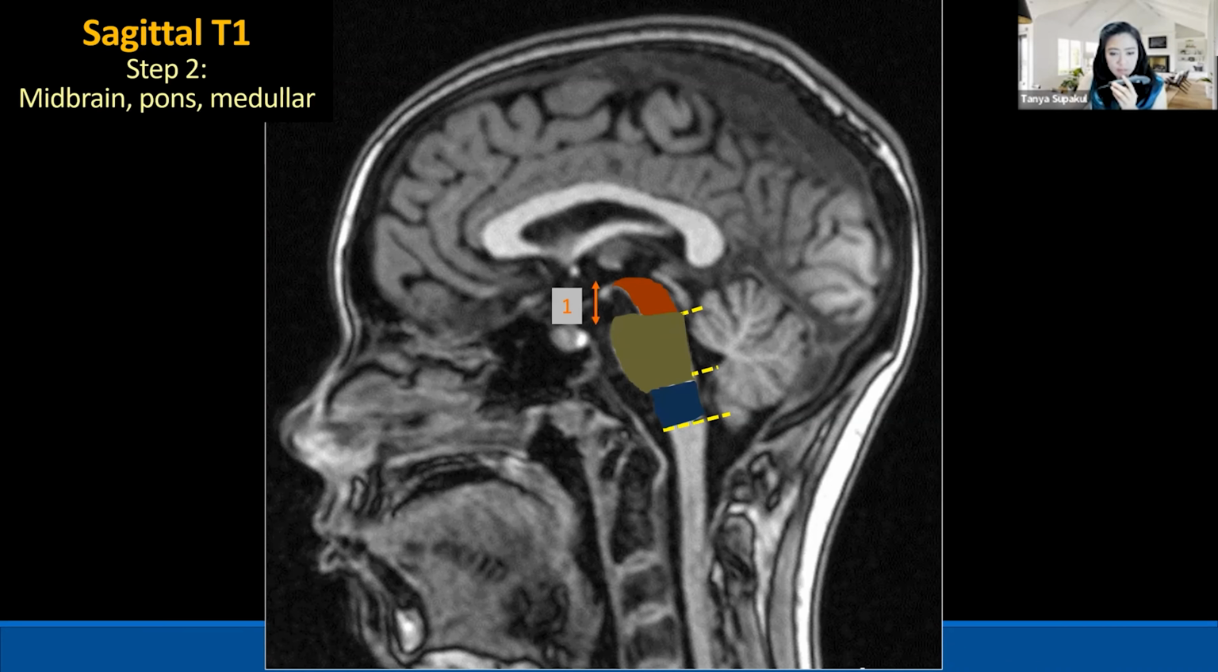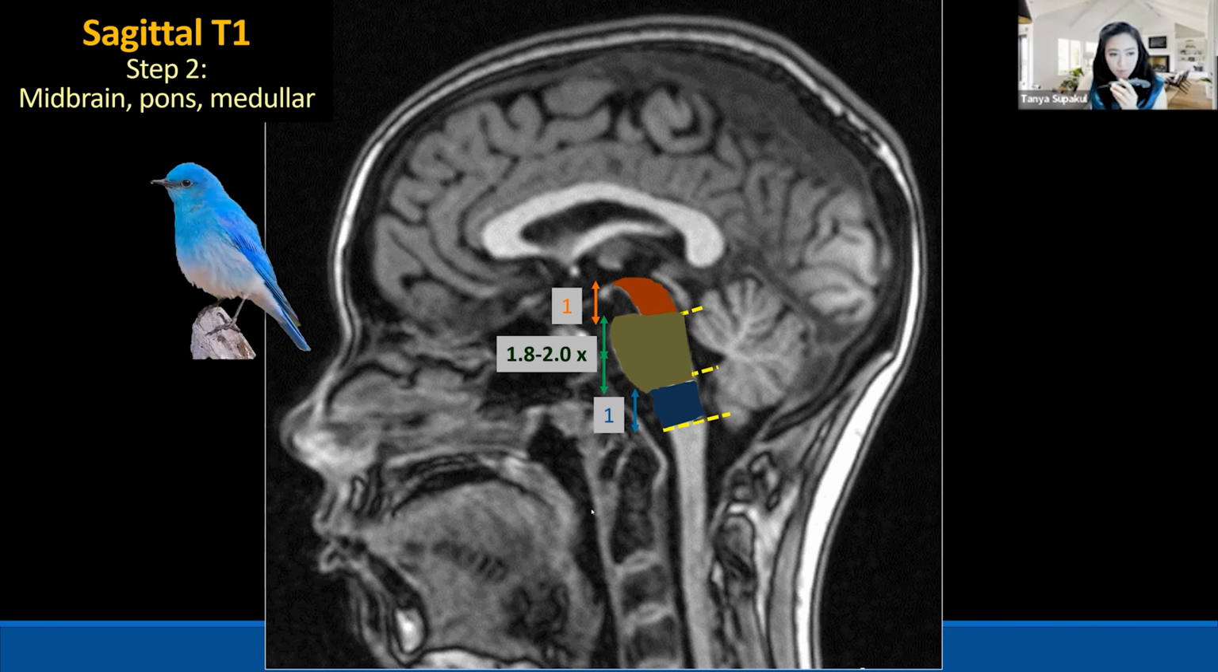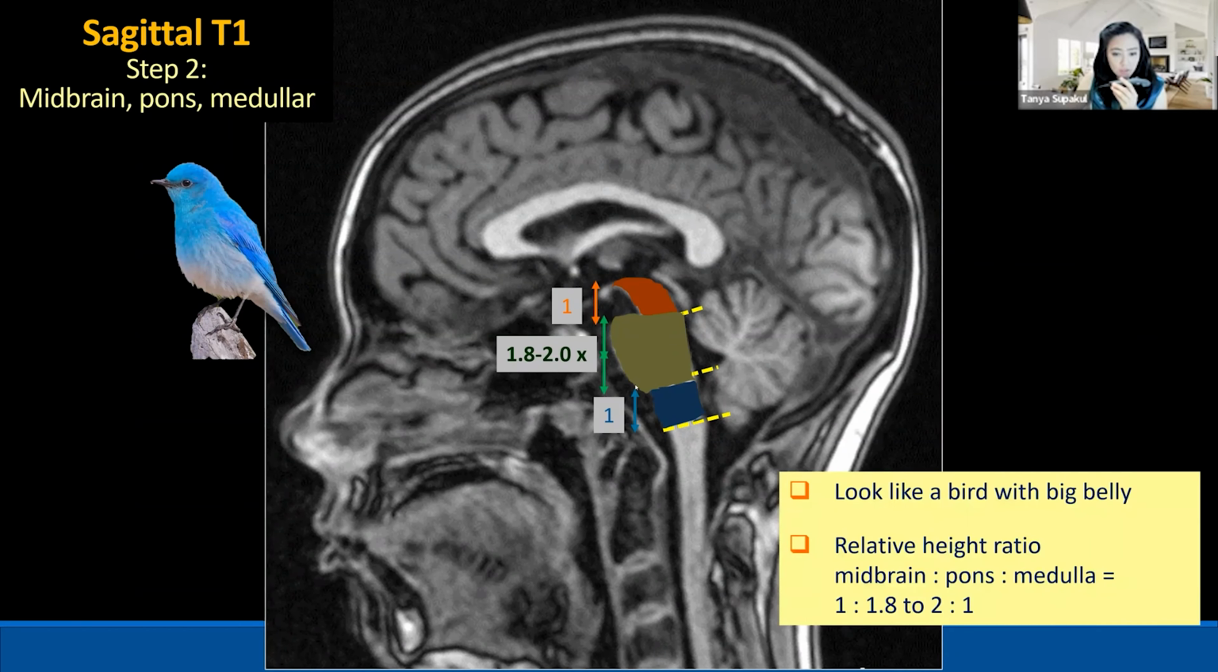And then you can see the ratio. Normally, in normal development, the ratio for the height of the midbrain, pons, and medulla should be 1 to 1, or if you want to be really precise, it can be 1 to 1.8 or 2 to 1. So the pons should be bigger than the midbrain and medulla. When you look at this sagittal image, it looks like a bird with a big belly. So this is a good image for you to see the anatomy of the midbrain, pons, and medulla.